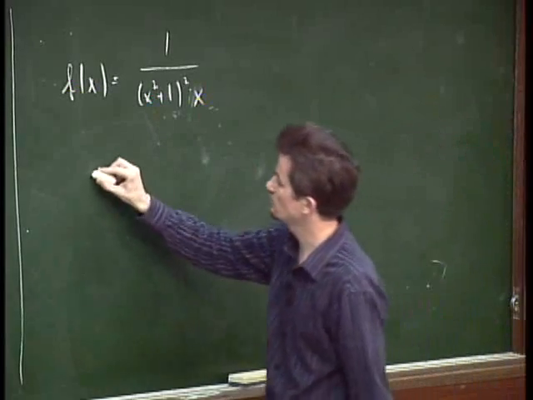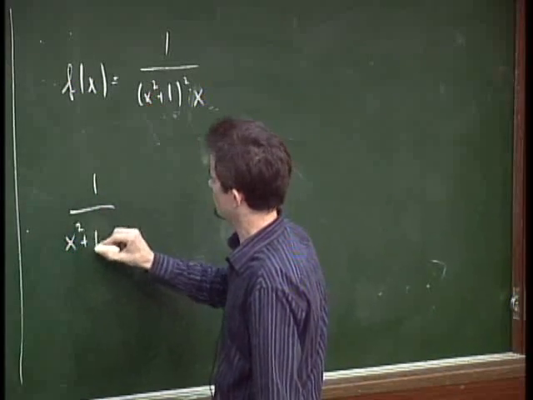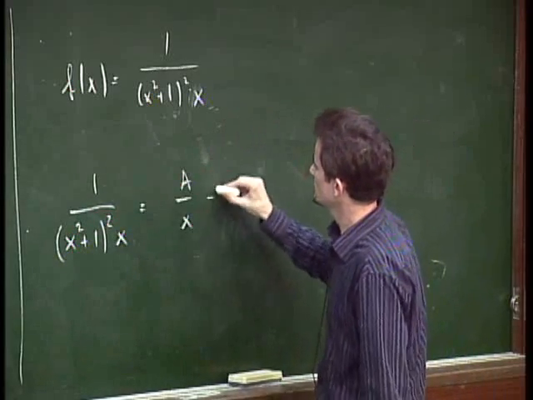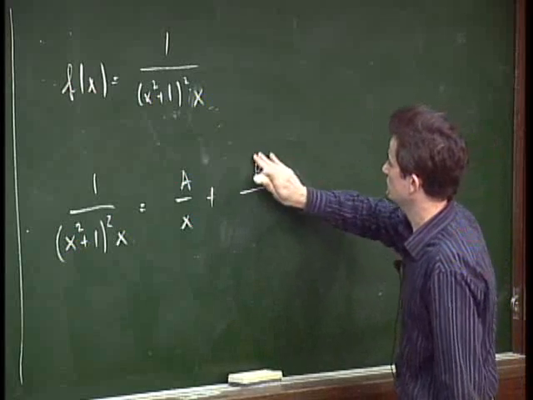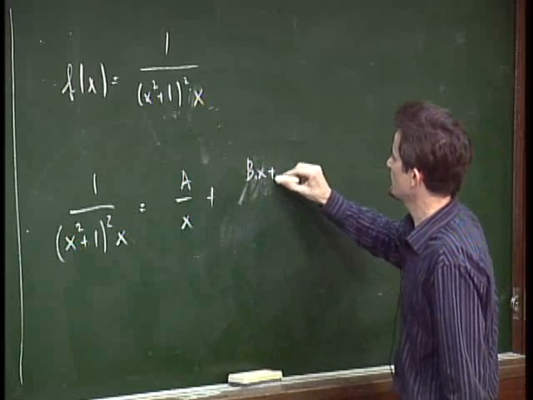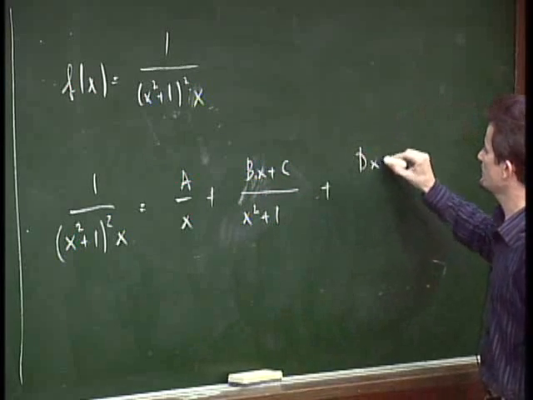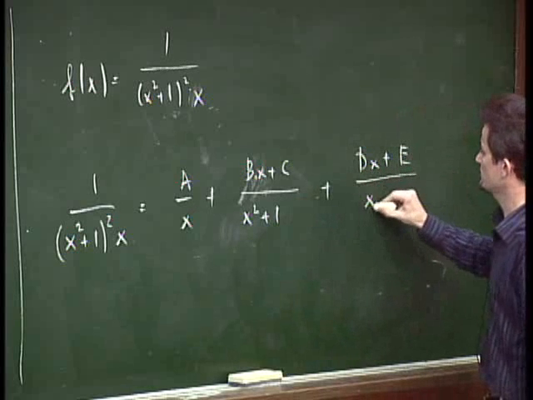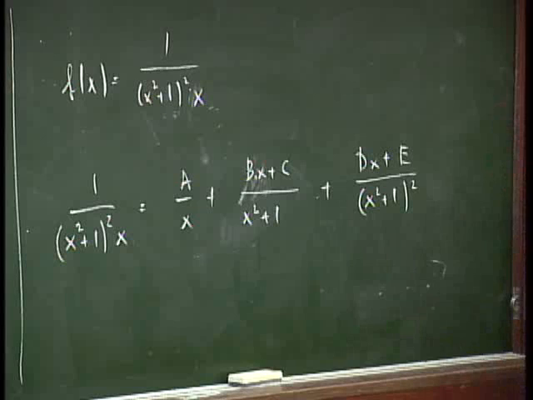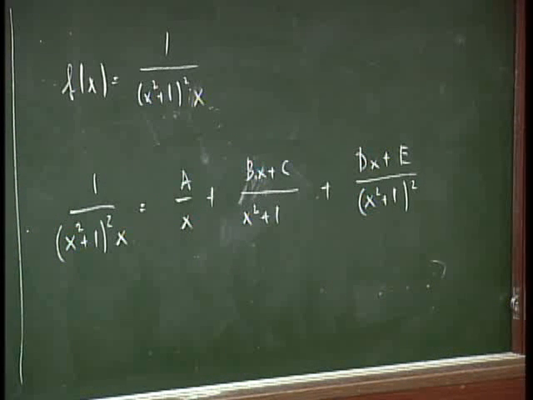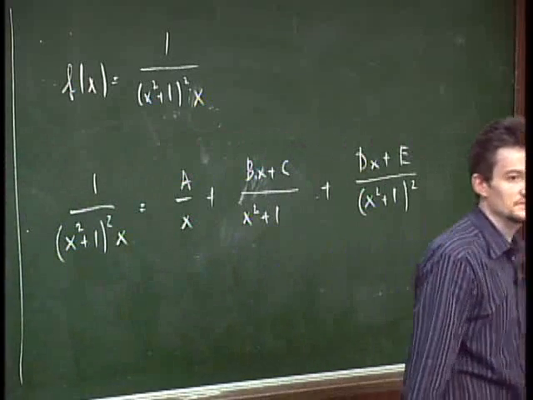So we have to set up the problem as 1 over (x squared plus 1) squared times x is equal to a over x plus (bx plus c) over x squared plus 1 plus (dx plus e) over (x squared plus 1) squared. So maybe for this one, because it's the last example, I will use the most systematic method, namely multiplying everything with the common denominator and then comparing coefficients.